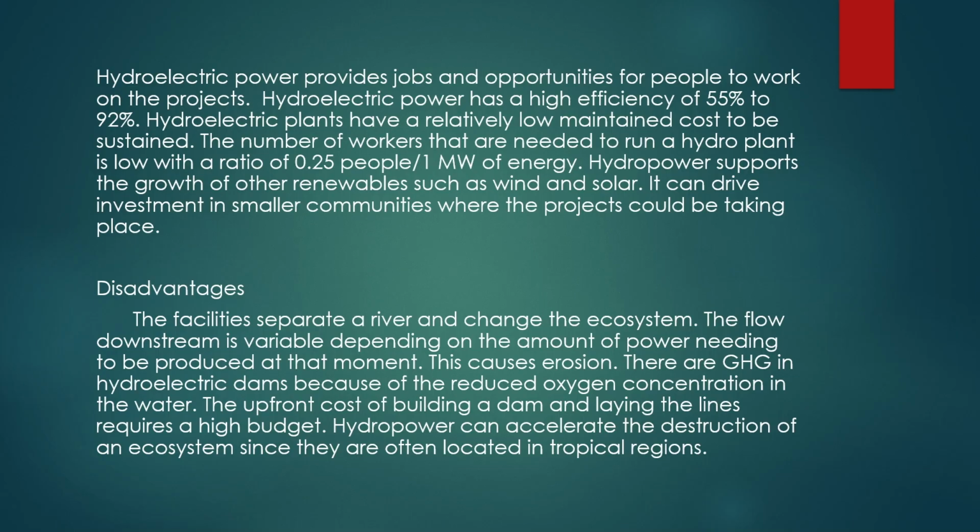It accelerates the destruction of an ecosystem since it's often located in tropical regions, which have ecosystems that rapidly decay and go through processes faster. So when you change variables like that, it'll show up significantly faster in those tropical regions than in a more temperate region.